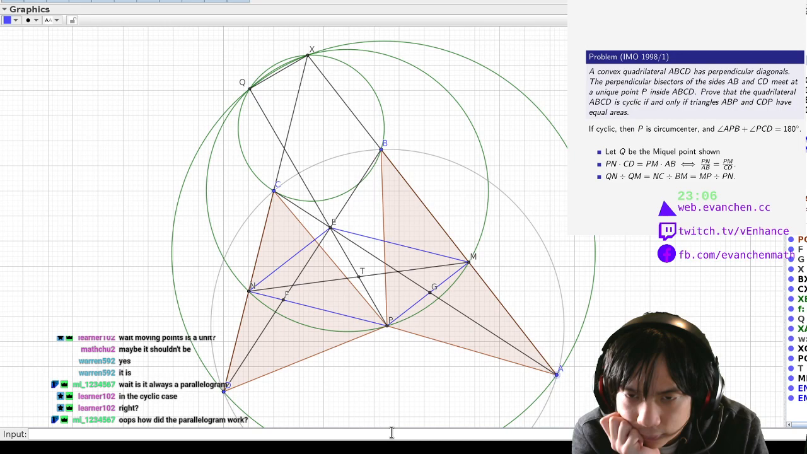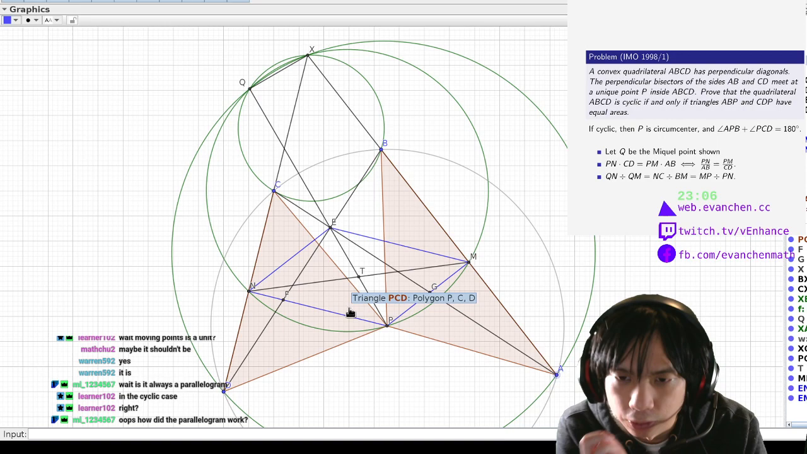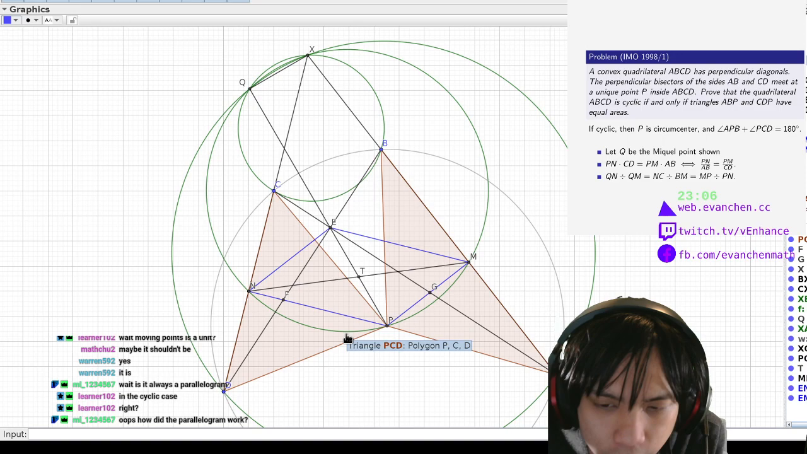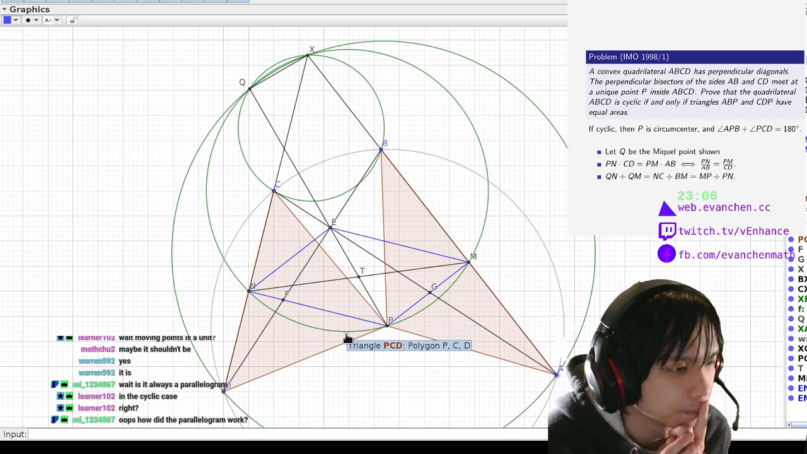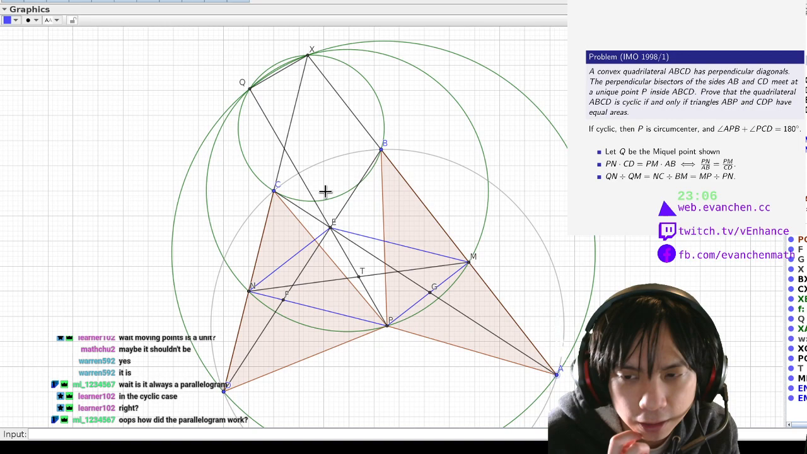So I think E and Q lie on the same Apollonian circle. I think that's what we can conclude right now. E and Q both lie on the same Apollonian circle, and P is like a reflection thingy. We haven't gotten the parallelogram yet. What we do have is that EN equals NC. So Q and E lie on the same Apollonian. It's what's happening.